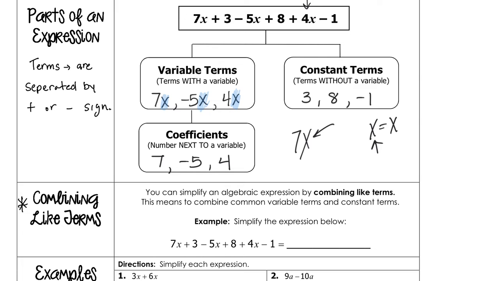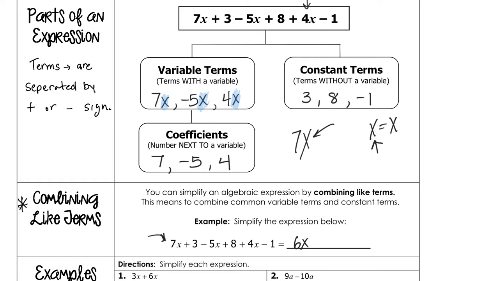So 7 take away 5, add 4 is 6. So that means in this expression, which I have now written down here as well, that 7 x's take away 5 x's and add 4 more of those x's gives me a grand total of 6 of those x's.